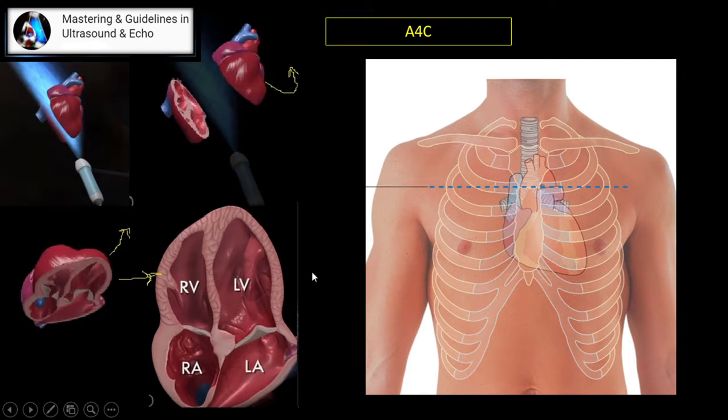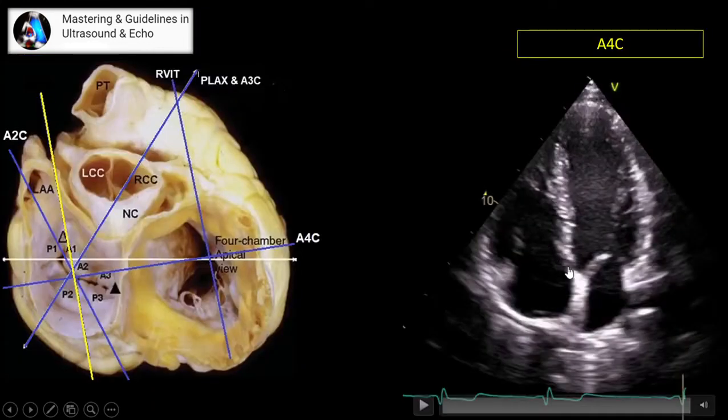Since our marker is on the right side, and on the monitor, as a standard, we put it on the right side of the monitor, the right of the image will be the left of the heart and this side will be the right of the heart. So let's see what structures and features the apical 4 chamber view has.